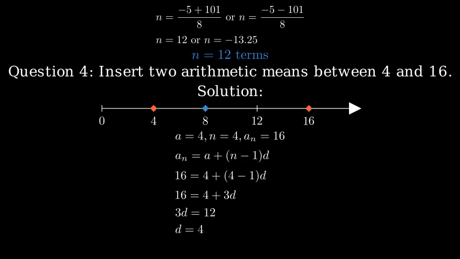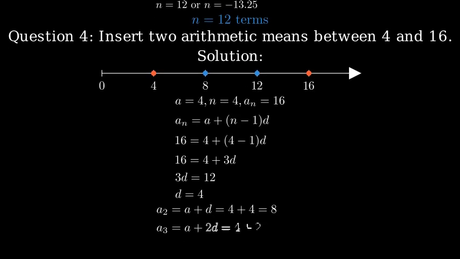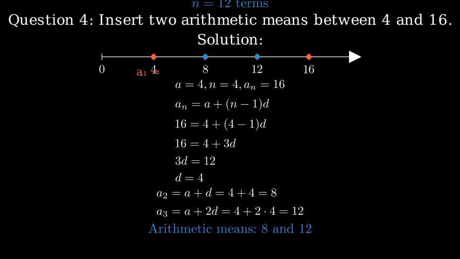Now we can find the two arithmetic means. a sub 2 equals a plus d equals 4 plus 4 equals 8. a sub 3 equals a plus 2d equals 4 plus 2 times 4 equals 12. Therefore, the two arithmetic means between 4 and 16 are 8 and 12.